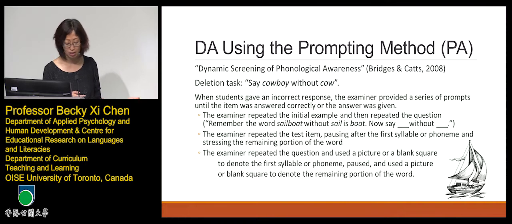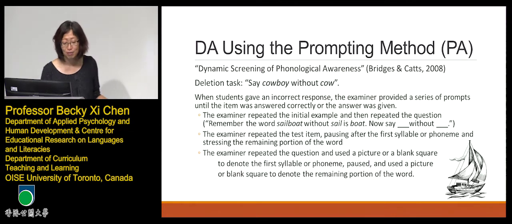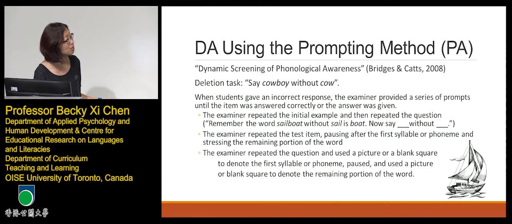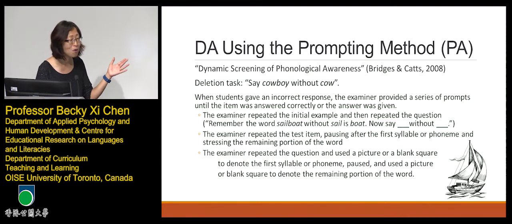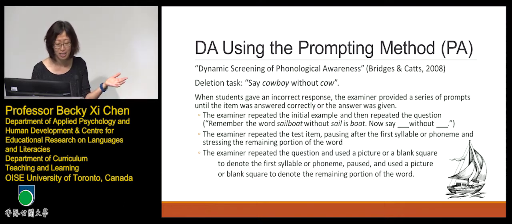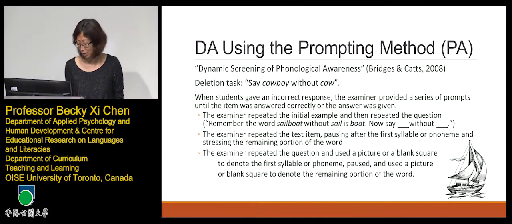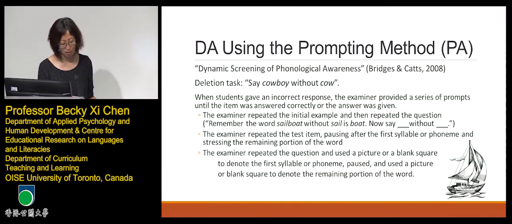Maybe for some children, it's okay just to show an example and they get it, right? They can't do cowboy, but if you show them how to do sailboat, they can get it. But some children, maybe that's not enough. Then you actually have to tell them the syllable structure, cow, boy, right? To tell them there are actually 2 syllables in this word. And for some of them, that's enough. They can get it. But some of them, they still may not get it. And then you can use other tools, such as pictures, to help them. So that's the idea of the prompting method.